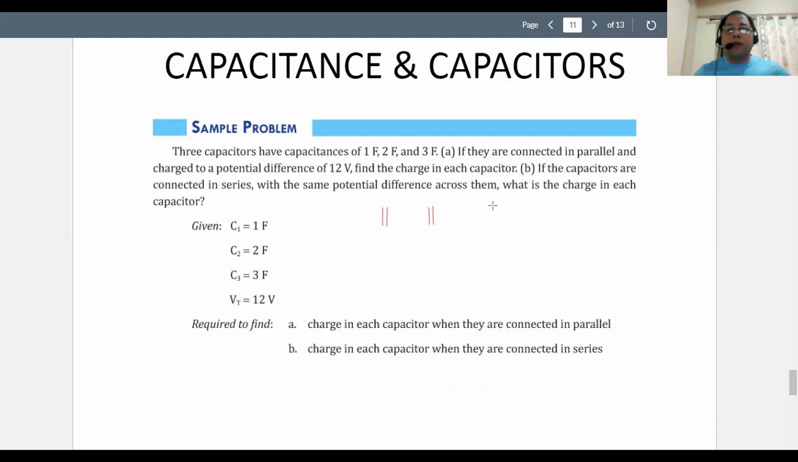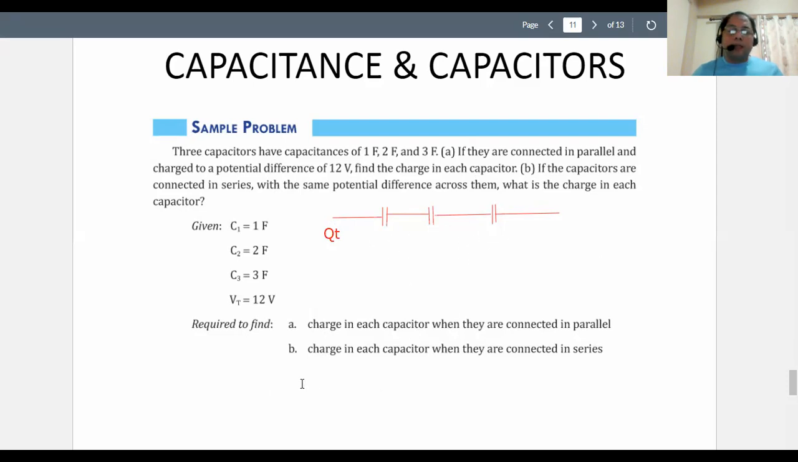There are 3 lines like this, and you connect them in series. So these are connected in series. Now, one thing we notice if they're connected in series is that the total charge Q is the same all throughout. So the Q total here is equal to Q1, Q2, Q3. That's the relationship in a series connection.